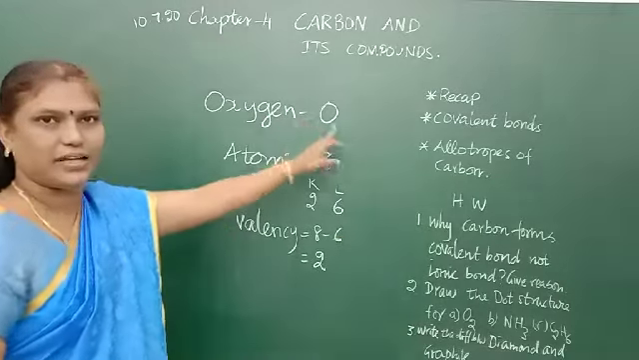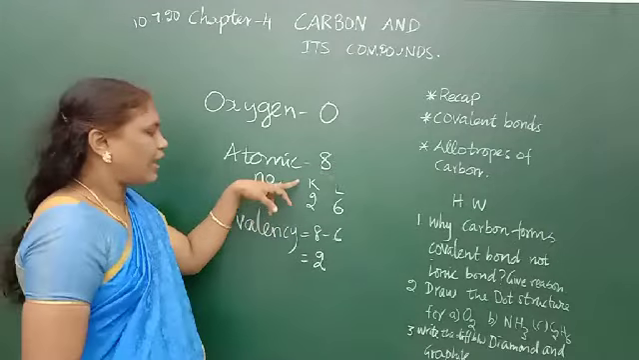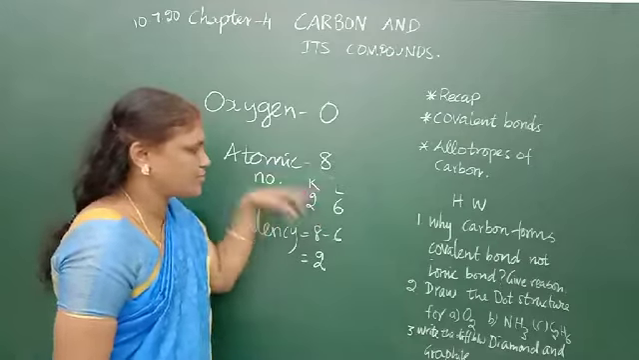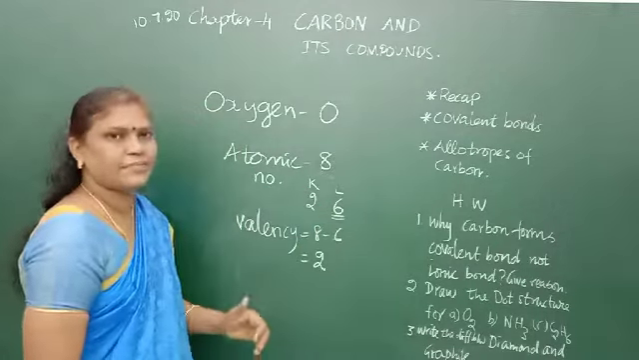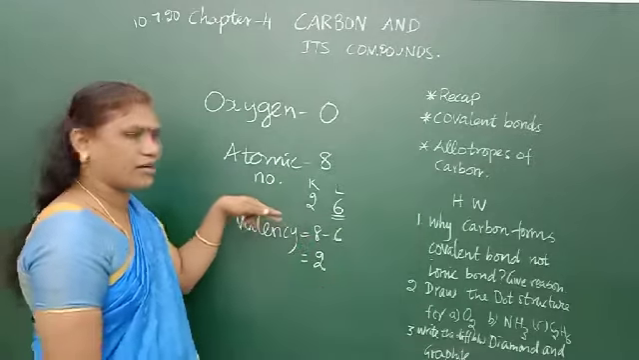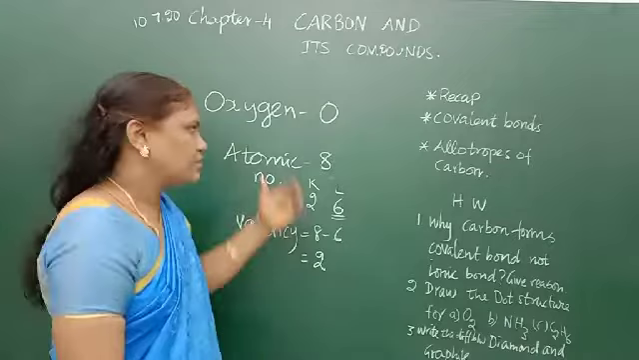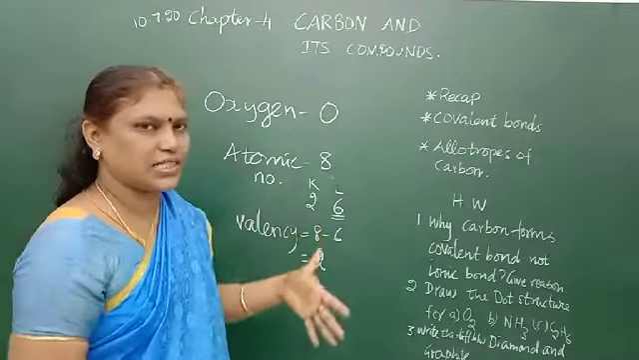So oxygen symbol is O, atomic number is 8, okay, and the electrons are split. The electronic distribution is 2, 6, and this is the outermost shell, it needs 2 more electrons to become like what? Neon, 2,8. So the valency is 2. Similarly, another oxygen will have the same. Okay, now we are going to see the dot structure.